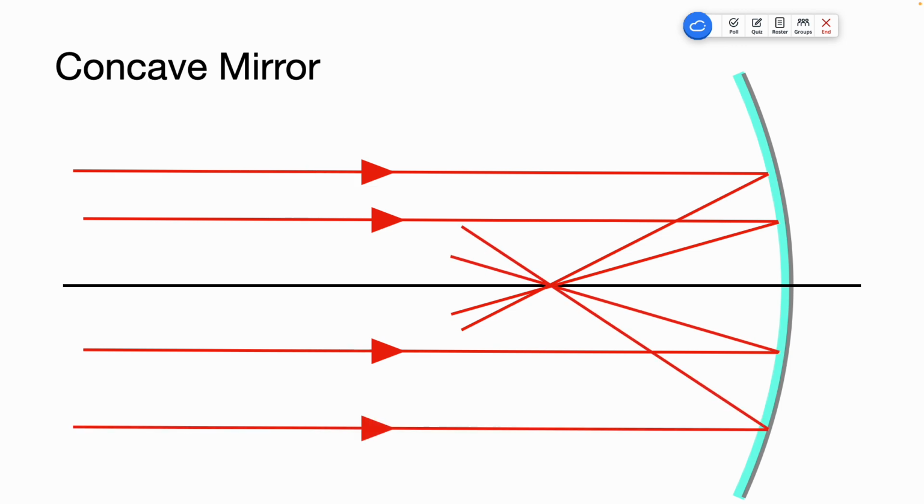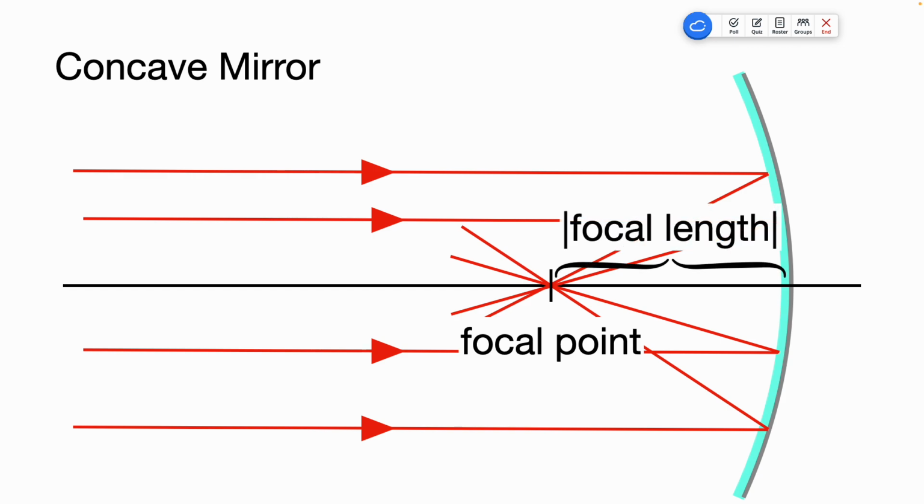We have a real one here. Here's a real concave mirror. You can take a look at how you look in the mirror. Because this point is so special that all the parallel light will pass through this point, we call this the focal point, because it focuses the light at this point.